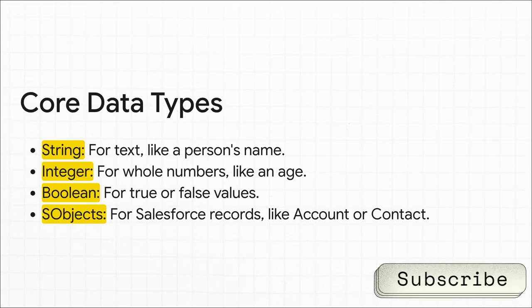Now, the really special one here is the SObject. This isn't just a piece of data. It's a direct link to a whole Salesforce record, like an entire account or contact object. It lets us work with real CRM data right inside our code.